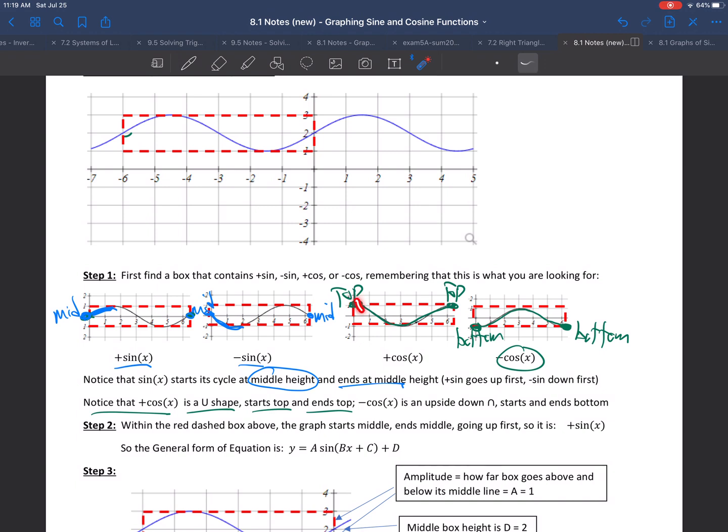Cosine is a U shape up or a U shape down: positive for up, negative for down. Whereas sine starts in the middle and ends in the middle. Starts middle, high, low, middle. Or starts in the middle, low, high, middle. So sine starts middle, ends middle. Cosine is a U shape up or U shape down. Okay, with that in mind, let's go put a box around it. So we need a box like this around exactly one cycle of sine or cosine.